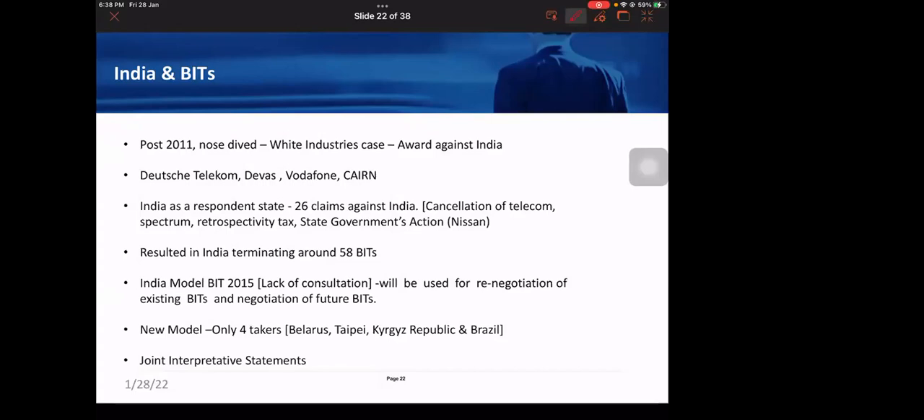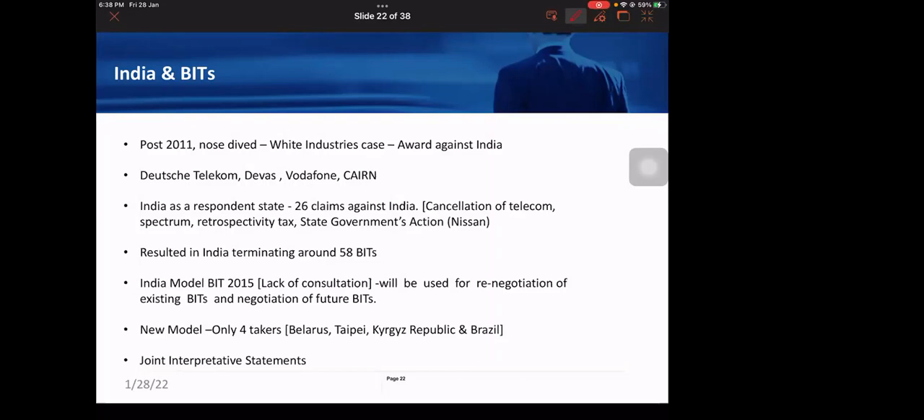Nevertheless, as of now, we only have 4 takers for the new model. You can see all those countries. Brazil is the recent signatory to it. And India also insisted on having joint interpretative statements. This is very significant to me. I look at it in a very positive manner, because if we are able to bring these joint interpretive statements into tax treaties, that will help.